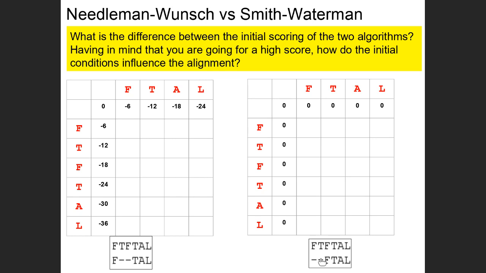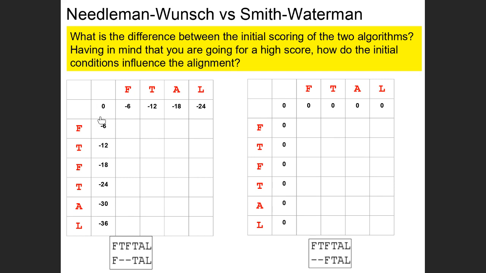Yay! Good, Alea, good, Tatiani. Yeah, so here, the one on the left has these negative numbers. The one on the right has all zeros. These are called setting the initial conditions. Those are scores for the alignment as you traverse the matrix. We always start on this one.